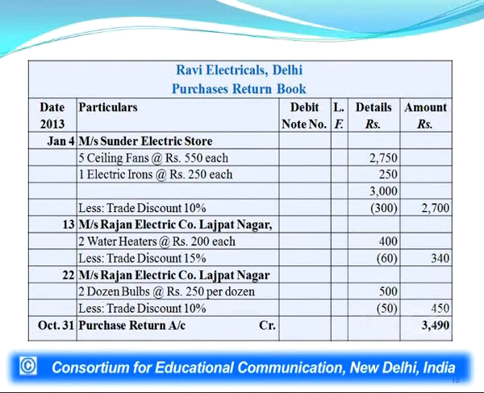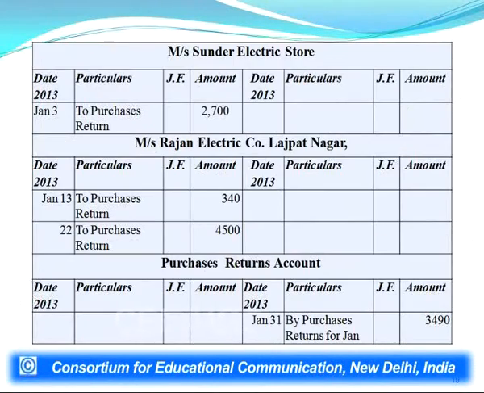Second is Messrs. Rajan Electric, the 2 water heaters at 200 each, amount is 400, trade discount is 15%. So, the 60 trade discount is deducted and the net amount is 340. In the third transaction, again the Rajan Electric Company, the 2 dozen bulbs at 250, so the gross amount is 500 and trade discount 10% is 50, net amount 450, and the purchase return total is 3490. Now, we will see how to post them into the ledger.